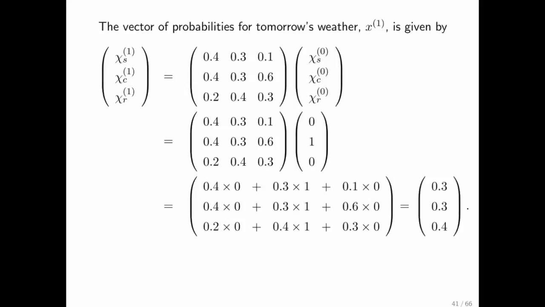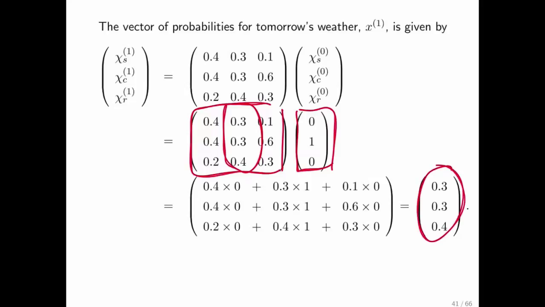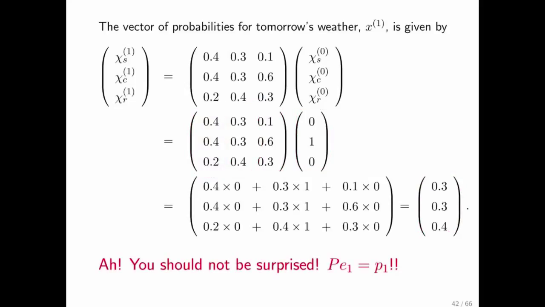But we could have simply said, oh, we know that when we do a matrix vector multiplication with a unit basis vector, we'd simply pick out the appropriate column. And there you have it. So we shouldn't be surprised. P, the transition matrix times a unit basis vector, picks out the appropriate column.